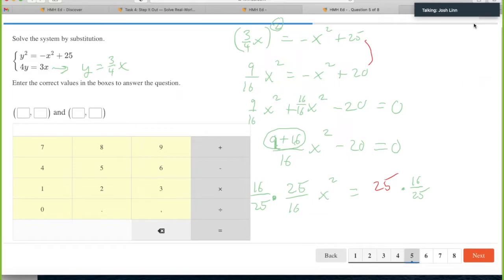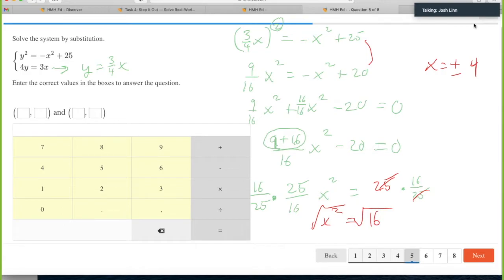Did all that extra work for nothing. So we are moving the 25 over 16 to the other side. Our 25s cancel out. Then we have x squared equals 16, which is way easier to deal with. So then we take the square root of both sides, and we have x equals plus or minus 4. Duh.